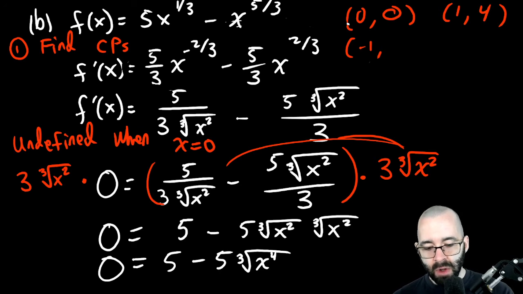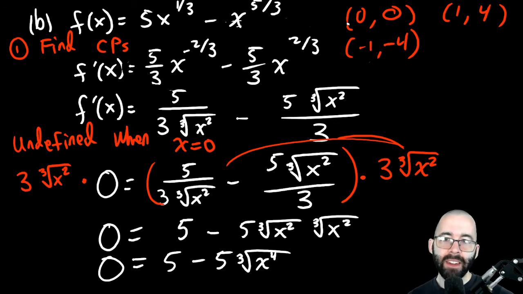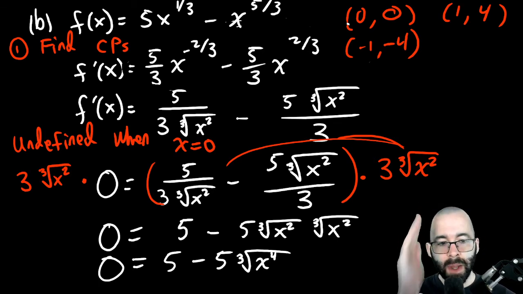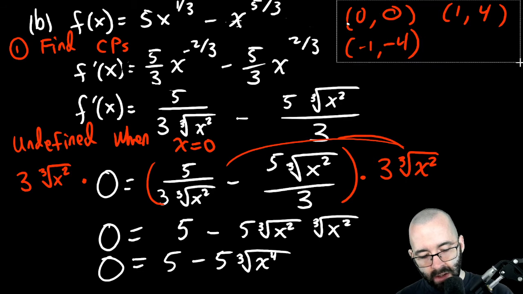When we plug in negative 1, we're going to get negative 5 plus 1, negative 4. I do believe this is an odd function. Yes, this is indeed an odd function. We can see that graphically. The original function is odd. The derivative is even. Remember, that has to do with symmetry about the origin and symmetry about the y-axis, respectively. So these are our 3 critical points. That's the first step.